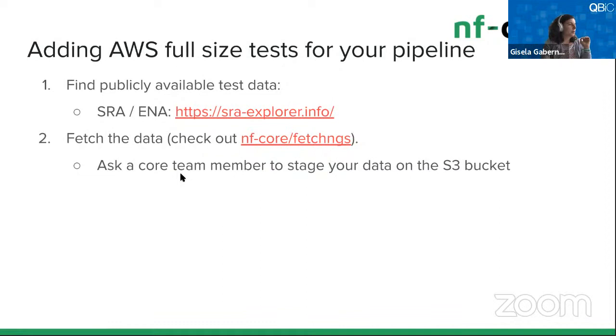So the most reliable solution is that you can ask a core team member to stage your data directly on the AWS megatests bucket. You can also ping me anytime for that on the nf-core Slack. We will then upload this data to S3, and you can then add the paths of the data in S3 in your sample sheet for the full test profile.